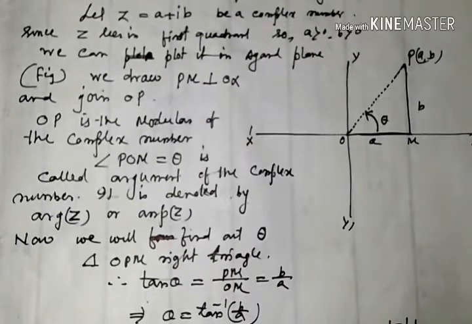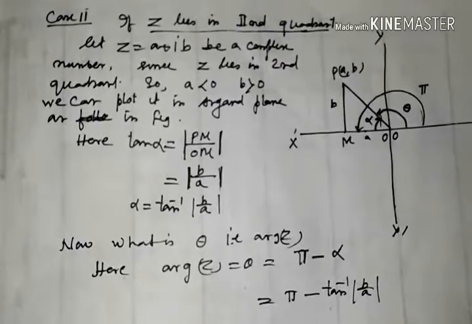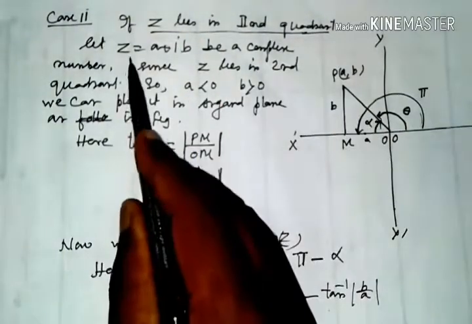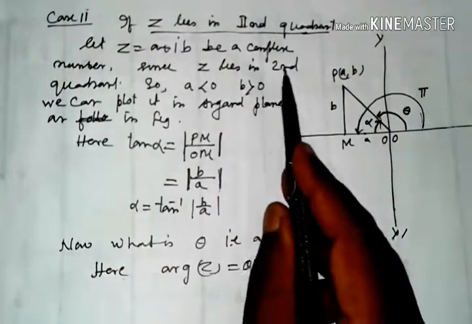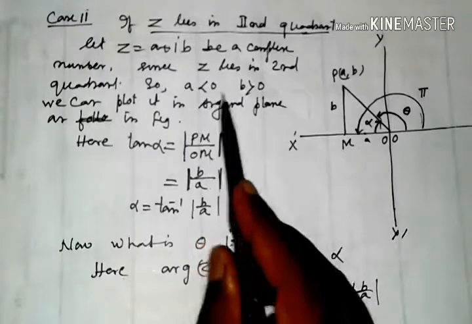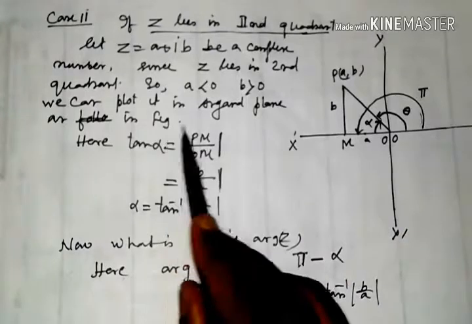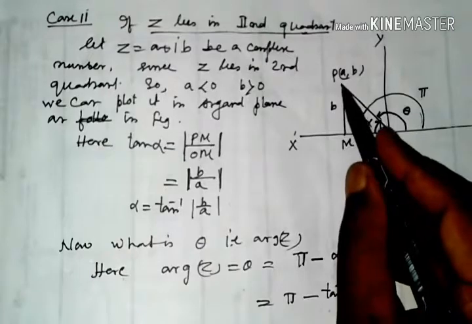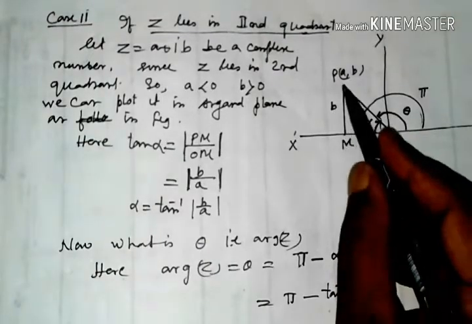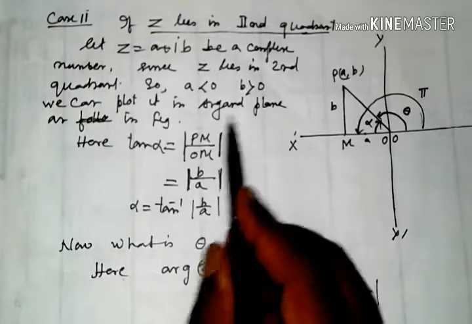Now in case 2, that is, if z lies in the second quadrant, let z equal a plus ib be a complex number. Since z lies in the second quadrant, a is less than 0 and b is greater than 0. We can plot it in the argument plane as in the figure. This will be the point here. This is a and this is b, in the second quadrant, since a is negative here.